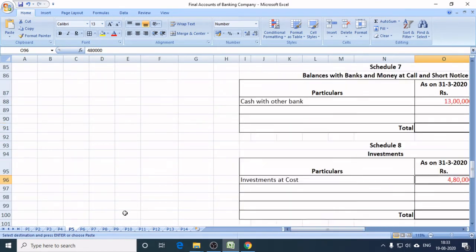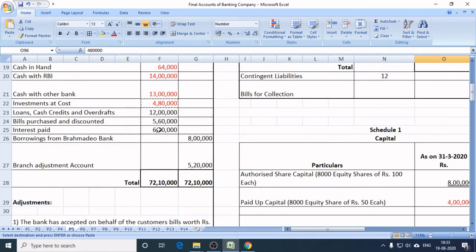Okay, the next is loans, cash credit, and overdrafts and bills purchased and discounted. These are the advances of the bank. These are nothing but the amounts given by a bank to its client as a loan. So these are treated as advances. Actually, advances is a typical accounting term used for the loans given by a bank to its client.